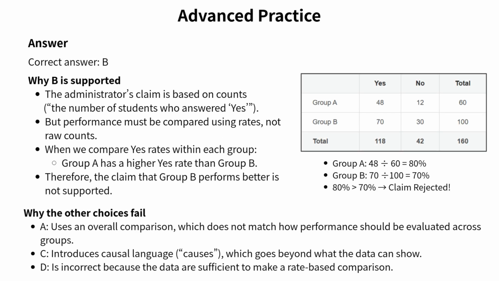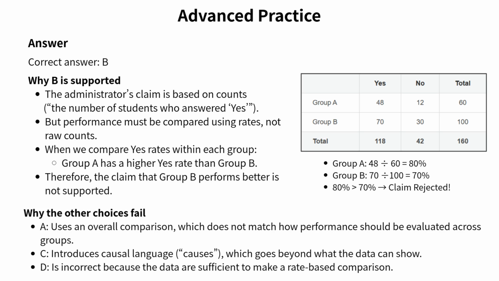Alright, let's go to the answer for advanced practice. The correct answer is B. Here's the key idea. The administrator's claim is based on counts. They're looking at the number of students who answered yes. And yes, Group B has 70 yes responses, while Group A has 48. But this is the trap. When group sizes are different, counts don't measure performance. Performance has to be compared using rates, in other words, the percentage within each group. So we lock in the denominator correctly, we use the row totals.